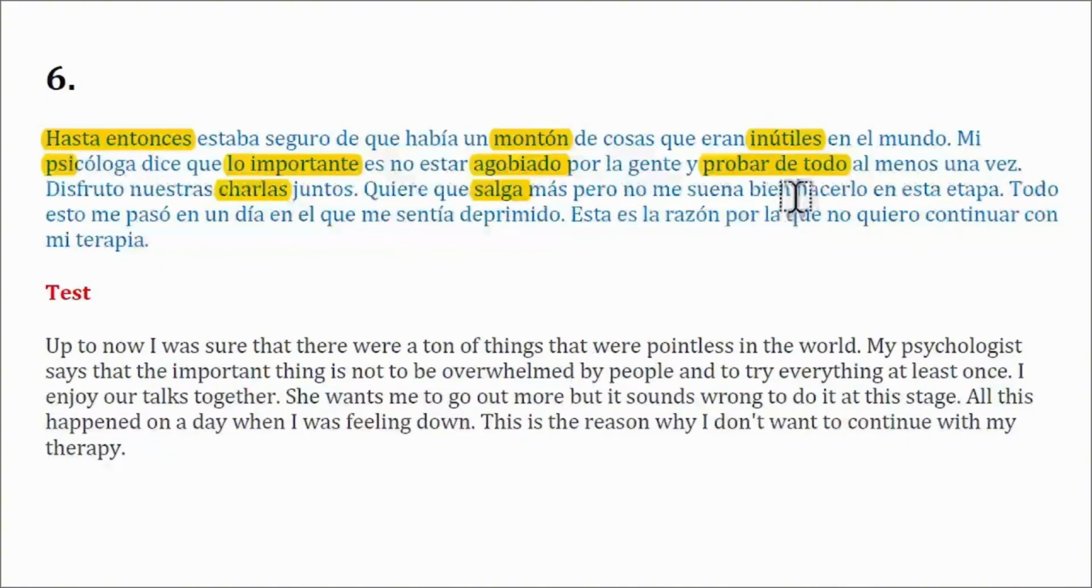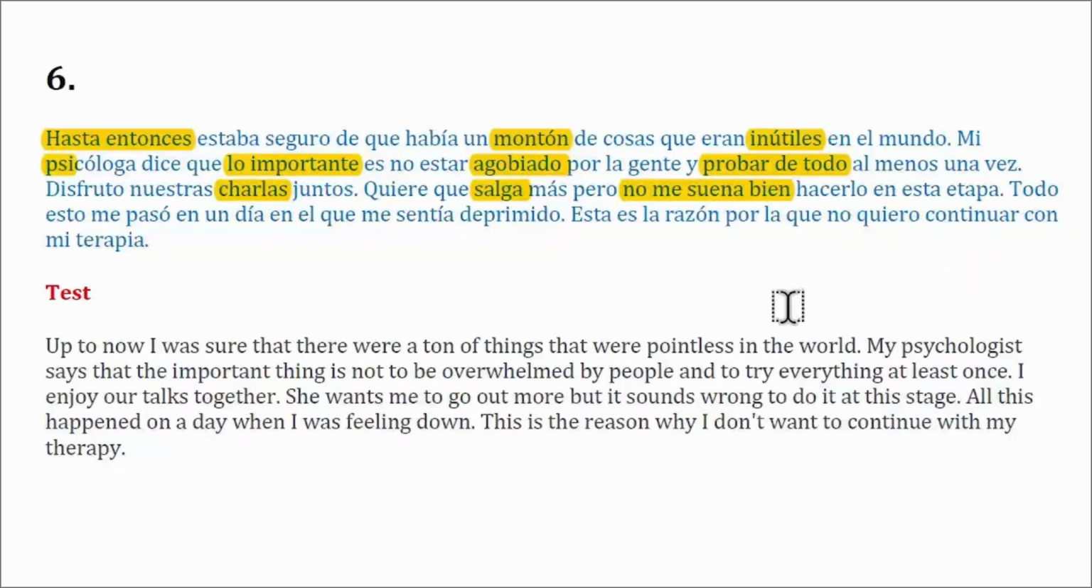Pero no me suena bien. It sounds wrong to me. Okay, no me suena bien. I actually hear that a lot when I try to say certain things I'm not sure of in Spanish, and my friend will say, no me suena bien. It doesn't sound right to my ears what you just said. So we have quiere que salga más, pero no me suena bien hacerlo en esta etapa. It doesn't sound right to me to do it at this stage. You could also say en este momento, at this moment.